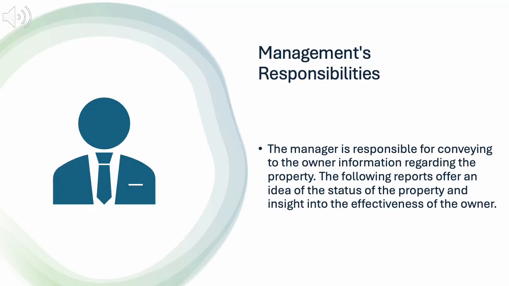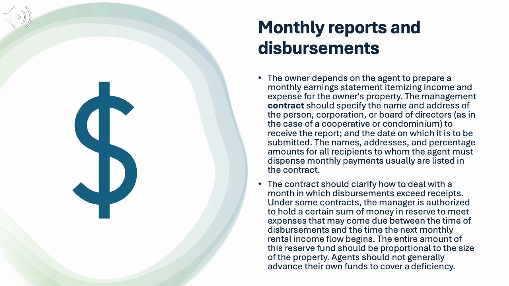Management's responsibilities. The manager is responsible for conveying to the owner information regarding the property. The following reports offer an idea of the status of the property and insight into the effectiveness of the owner. Monthly reports and disbursements. The owner depends on the agent to prepare a monthly earnings statement itemizing income and expense for the owner's property.